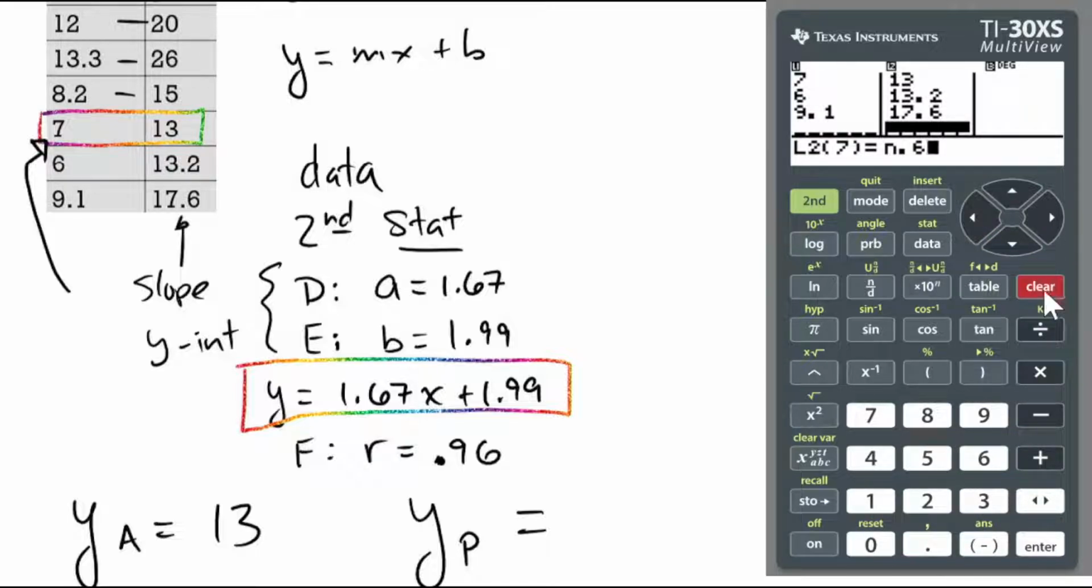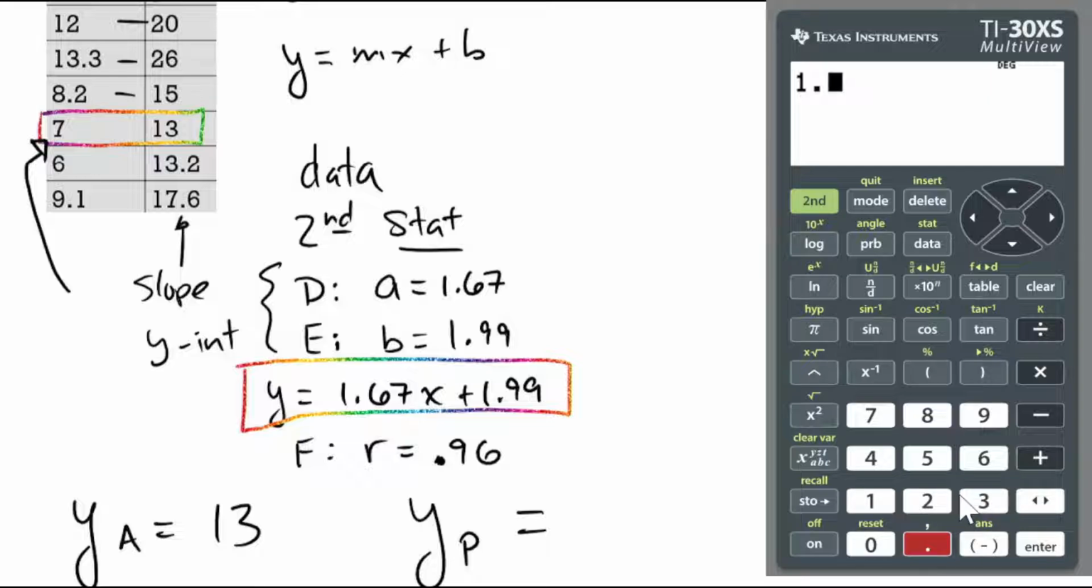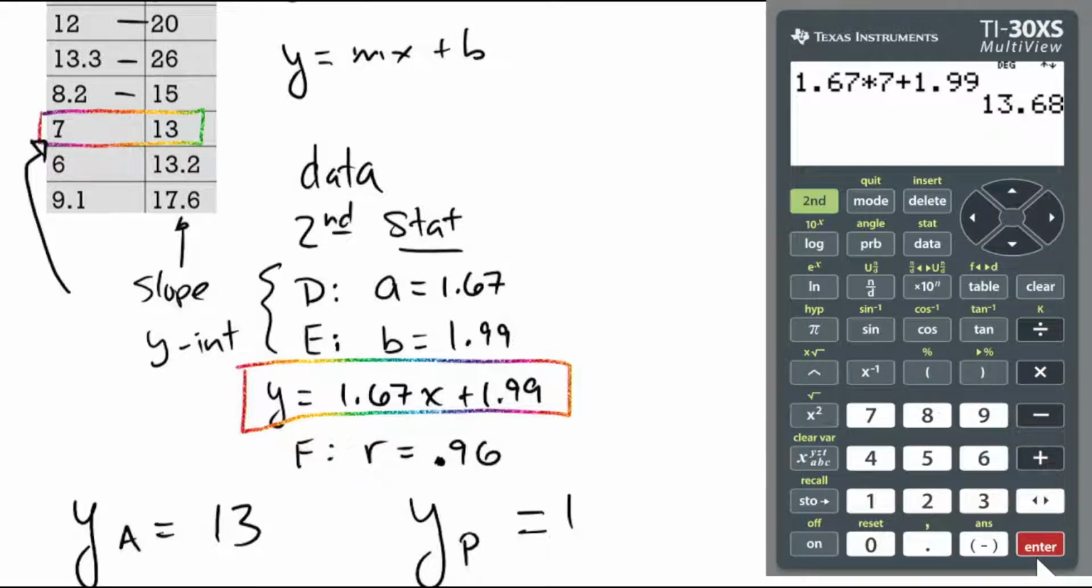The predicted y is the number that I get when I go, let me clear this, 1.67. Oh, no, I don't want to put this in line 2. That's going to mess all that up. Let me just hit second quit. There we go. So I'll hit 1.67 times x equal to 7, and then plus 1.99. What happens is I get a y value that's predicted to be 13.68.